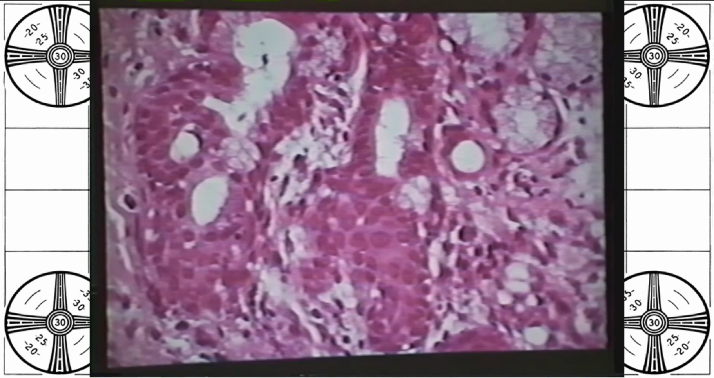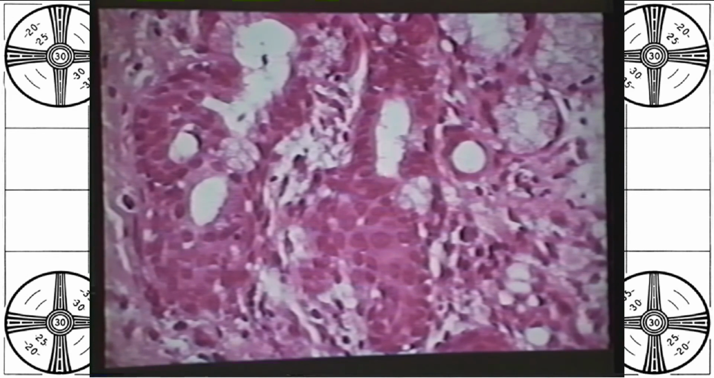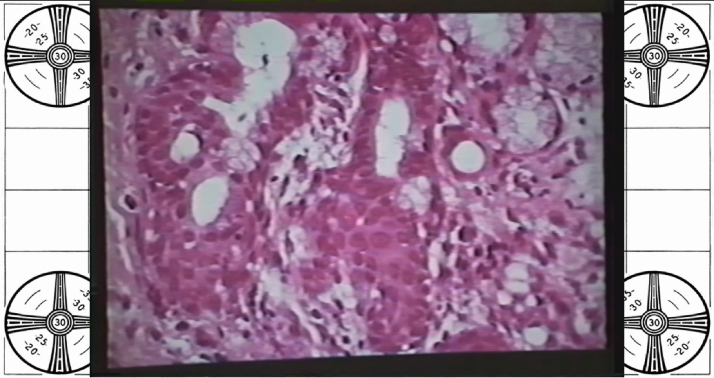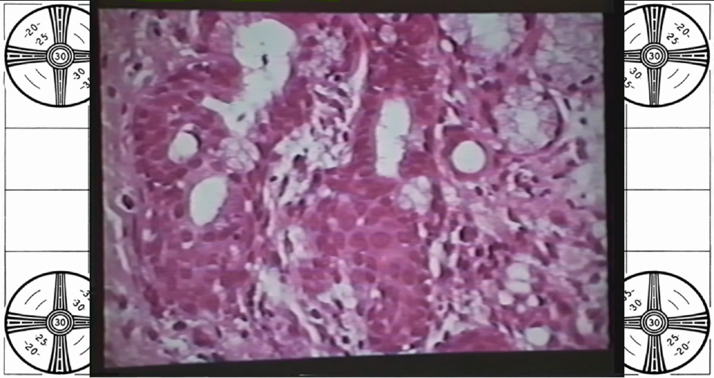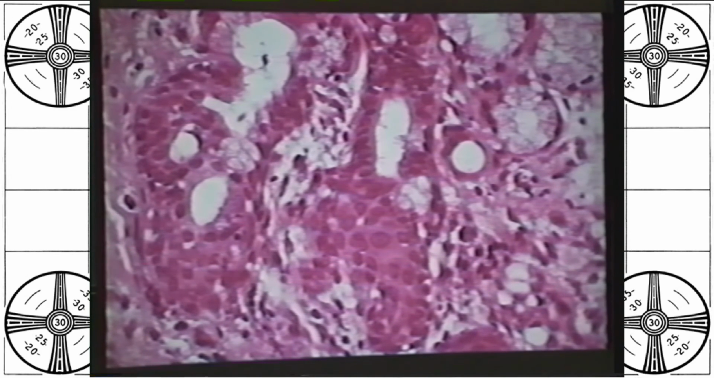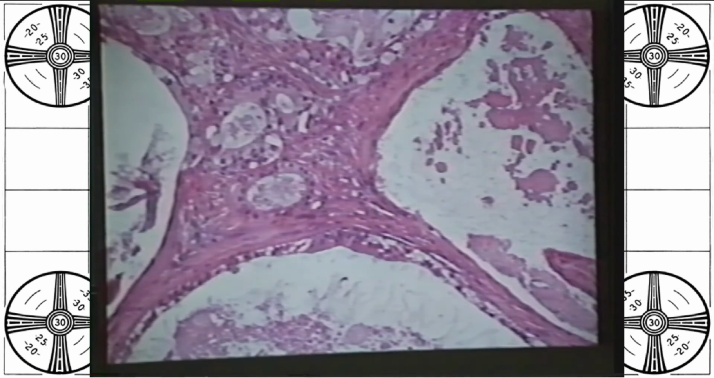So it can look kind of nasty, but still we have the lobules, and what I tell my residents is come down here and really look for the cytologic features of malignancy. They're not there. It's a benign lesion. So that's how we can diagnose it.